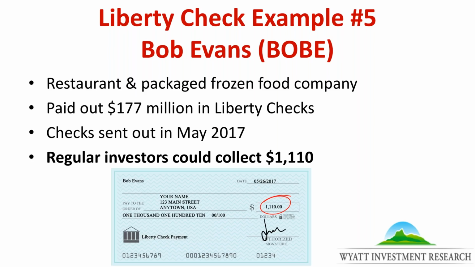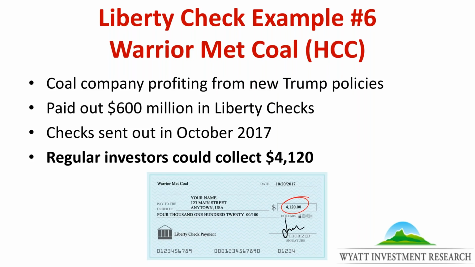Yeah, this is interesting because Bob Evans actually got rid of Bob Evans restaurants. They sold it to focus on their packaged food business, which was the more profitable business of the two. So they sold the restaurants, and the proceeds they were able to invest back in the business, but they still had enough left over to pay $177 million in Liberty checks. This was sent out last May 2017. Regular investors could have got a check for over $1,000.